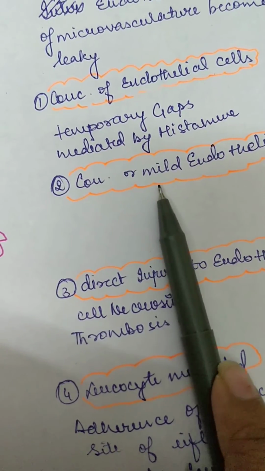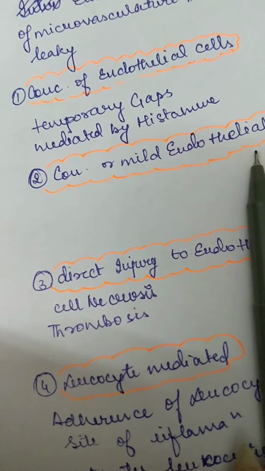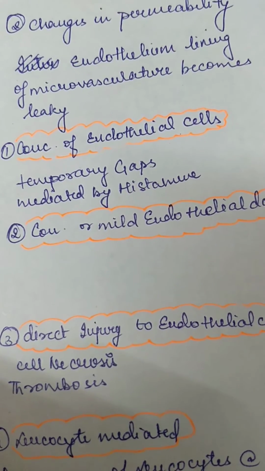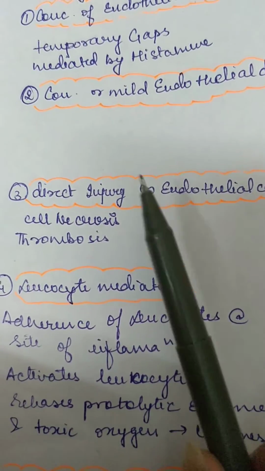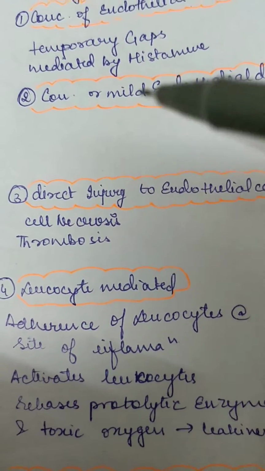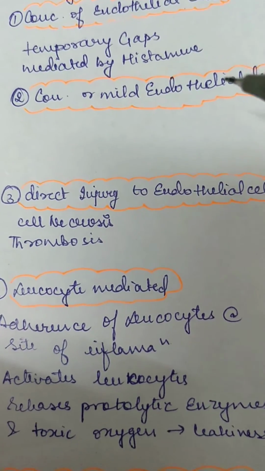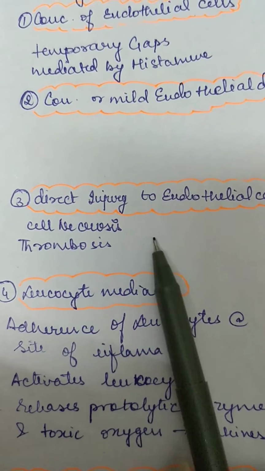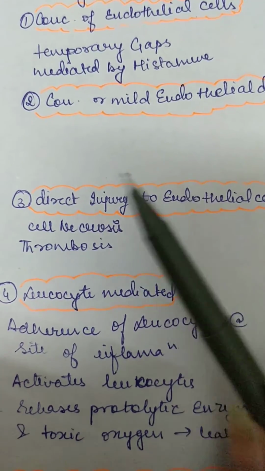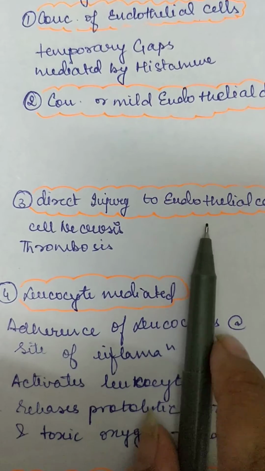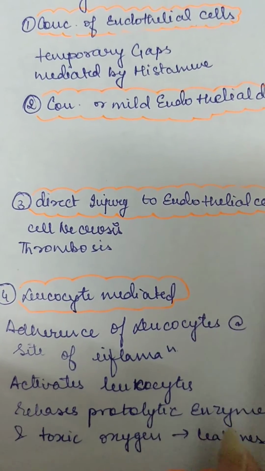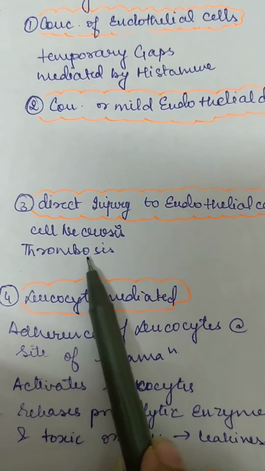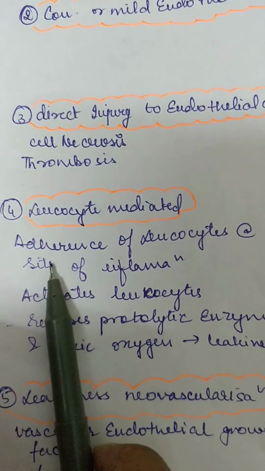There is also mild endothelial damage. This is obvious. Whenever a needle pricks a tissue, there will be endothelial damage. Direct injury to endothelial cells, either tissue damage or direct injury to endothelial cells, causes cell necrosis or thrombosis.